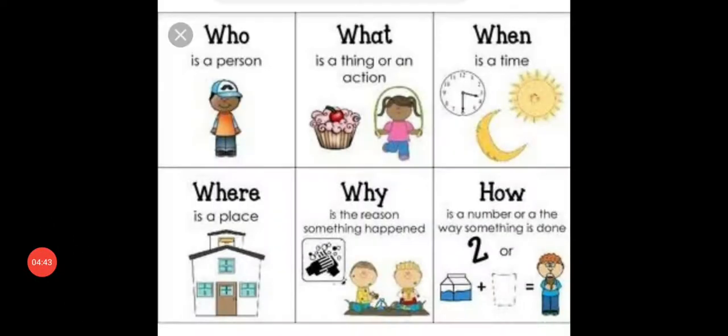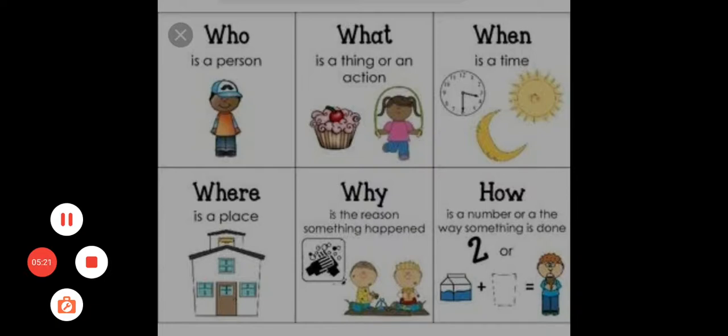Who is used to talk about a person, or for animals also we can use who, not for things. And what is used for a thing or an action. When is used for asking time, at what time, when it happened, in which year. For that, we can use when. Where is for place. Why is for asking reason. Something happened, what is the reason behind that? How is for number or the way something is done. How it is done, for that, we will be asking using the word how.